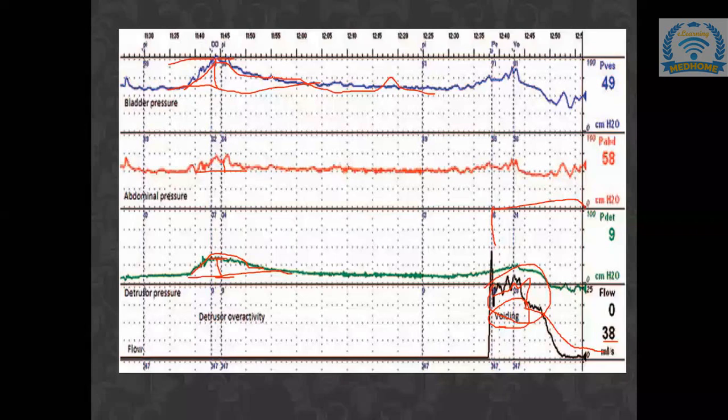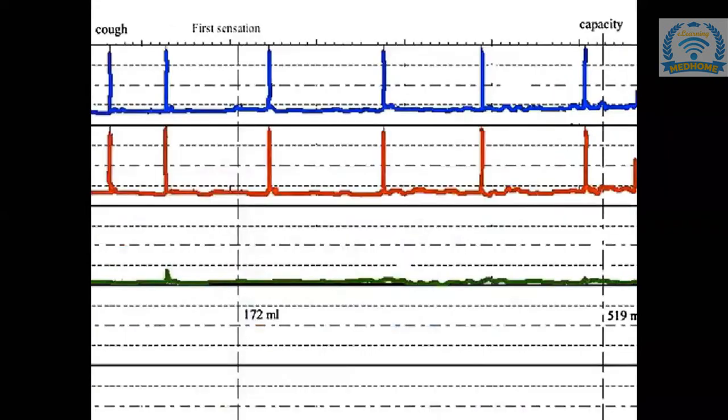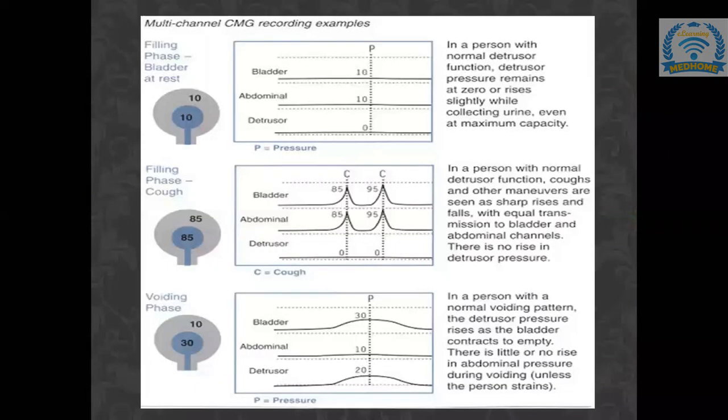Madam, physiologically in the filling phase, abdominal and vesical pressure will increase, but there is no increase in detrusor pressure. If there is any stress and leakage of urine during the filling phase, it is urodynamic stress incontinence. And if all three pressures rise during the filling phase and that leads to leakage without any stress, that is detrusor overactivity. Am I right?